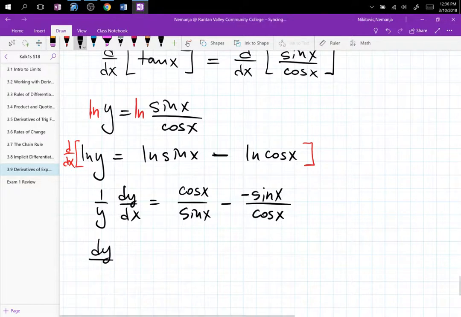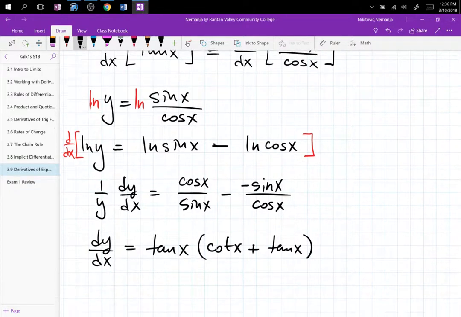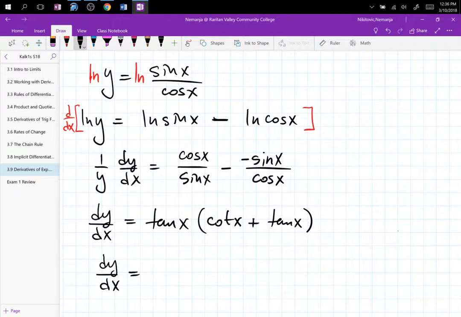So I have dy dx equal to tangent x, that's the y that goes on the other side, times, and now what I have here, cosine over sine is cotangent x, plus sine over cosine is tangent x. What's tangent times cotangent? 1. Because tangent is sine over cosine and cotangent is cosine over sine, and they all cancel. So it's just 1. So you have 1 plus tangent squared. Isn't that secant squared? Yeah, the first day we had the trig identity.